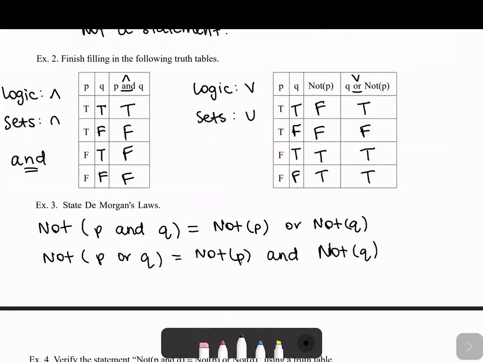Okay, so this was statements and negation and some basic truth tables using and, or, and not. And so that is all for this video.